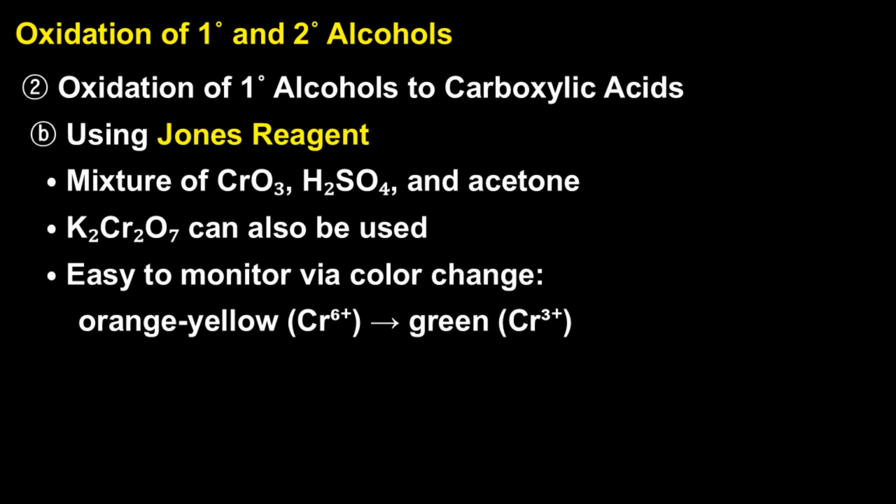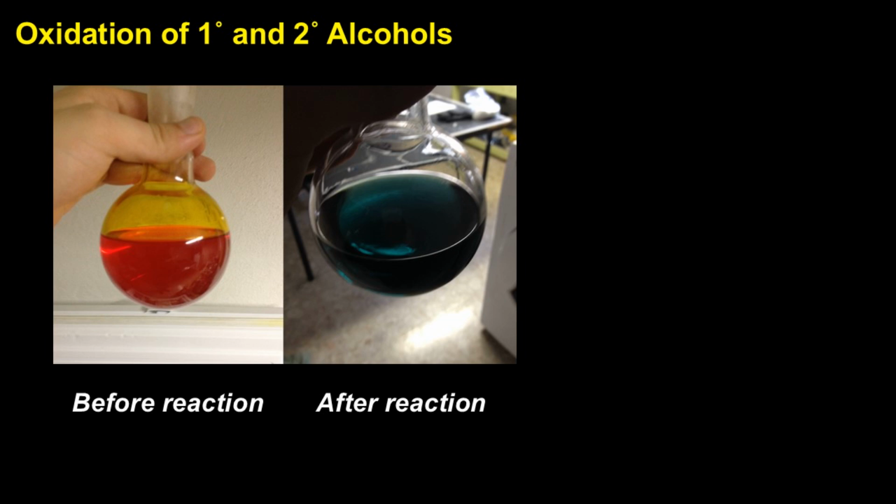Jones reagent is a mix of chromium trioxide, sulfuric acid, and acetone. It's a strong oxidant that turns primary alcohols into carboxylic acids. You can also use potassium dichromate instead. It works the same way. And here's a nice feature. As the reaction goes, the color changes from orange to green. That's Cr6+ getting reduced to Cr3+.